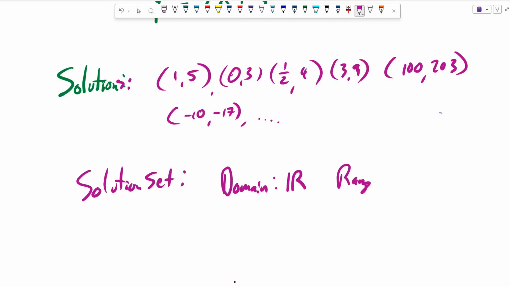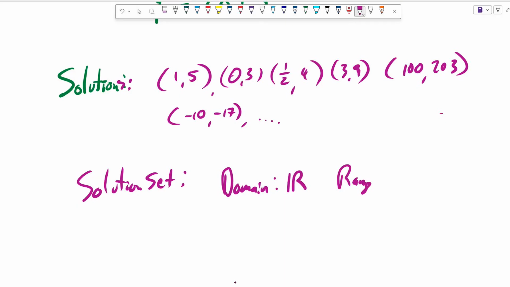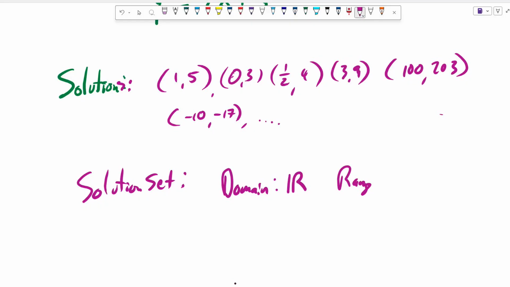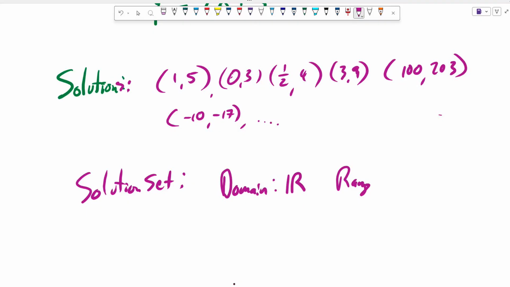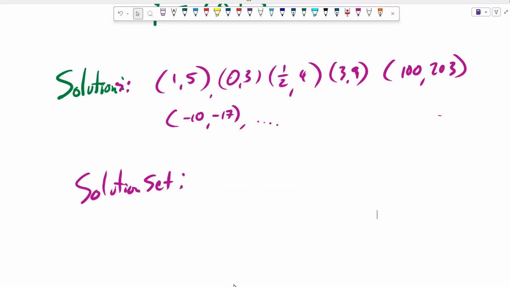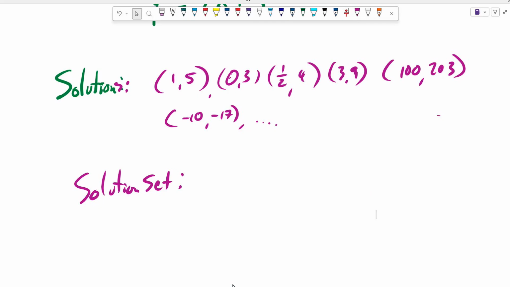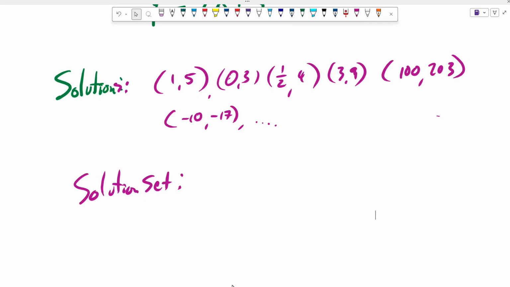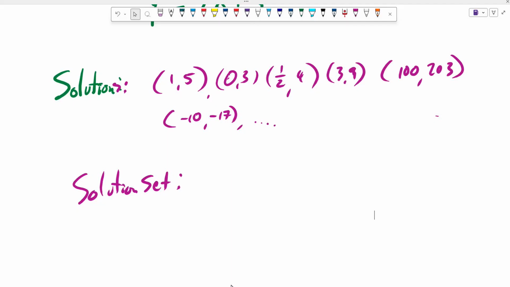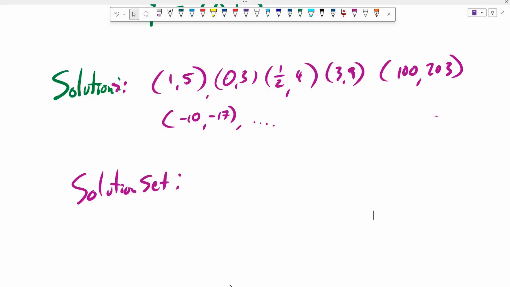So what would I write? So all real numbers? Yep. And the range is all real numbers. So does that mean every ordered pair is a solution? No. It's definitely not. (0, 10) is not a solution. So we can't just write down the domain and range.